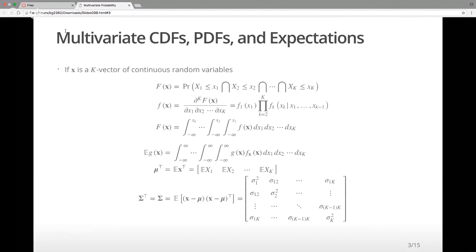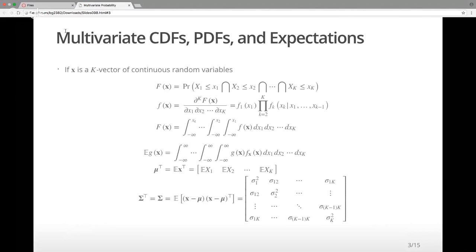So if that is the CDF, big F, the probability of all these things holding simultaneously, we can define the PDF of a distribution as what's known as the total derivative of the CDF. The total derivative of the CDF is obtained by taking the CDF and differentiating it with respect to x1.